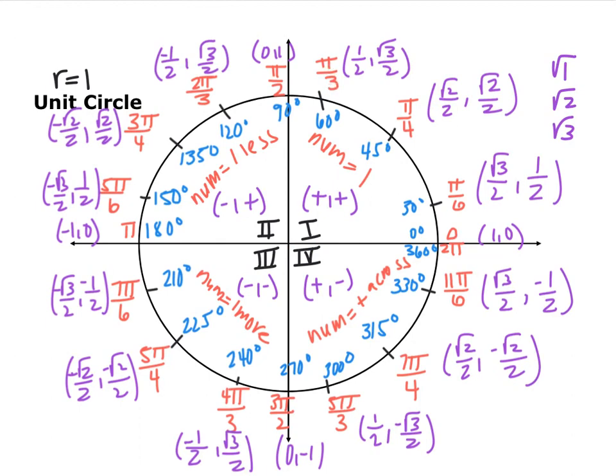So pi/3, you have 1/2, comma, √3/2. 2 pi/3, you have -1/2 because you're in the second quadrant, and √3/2. So you'll start to pick up these patterns to help you memorize the unit circle, but this is something that you need to have memorized.